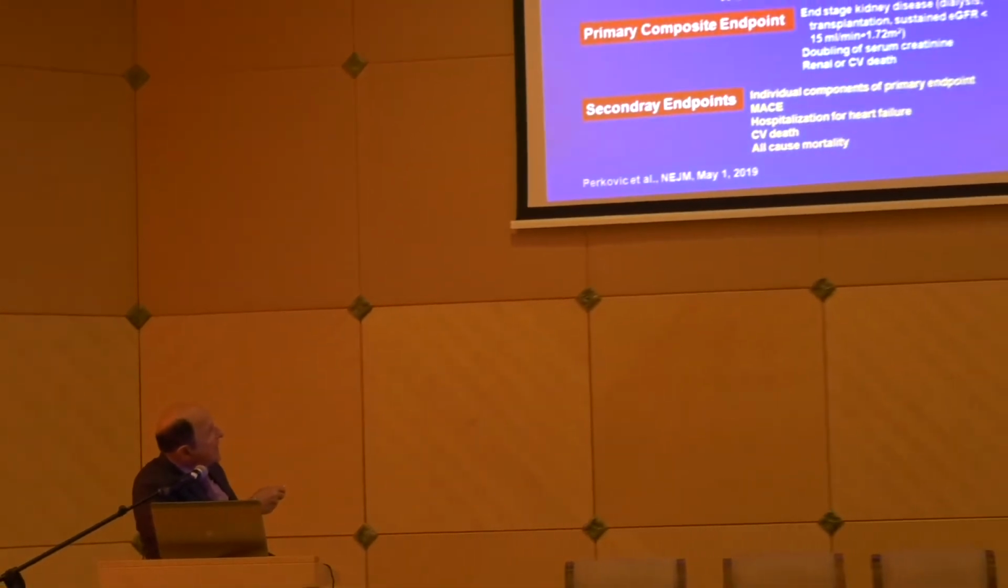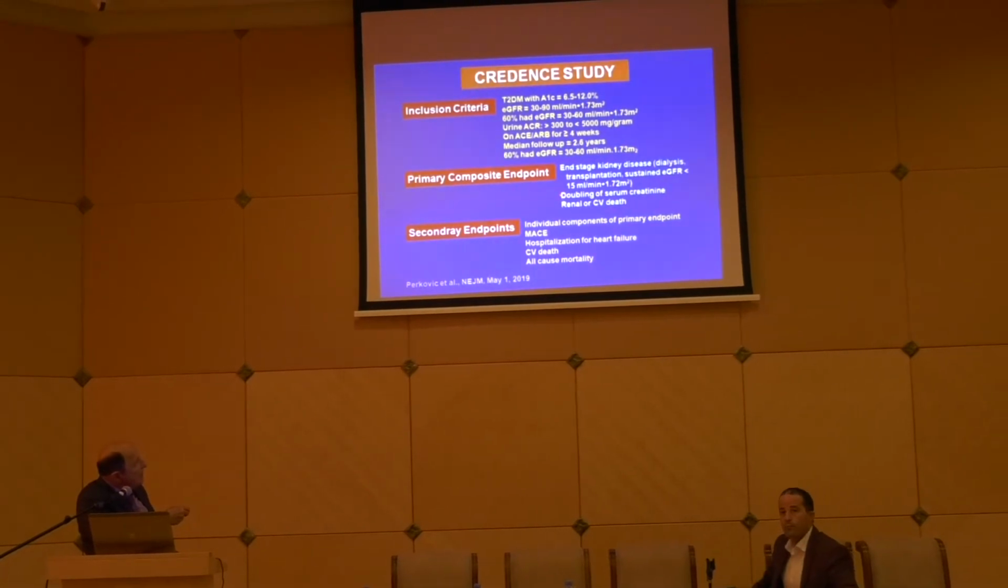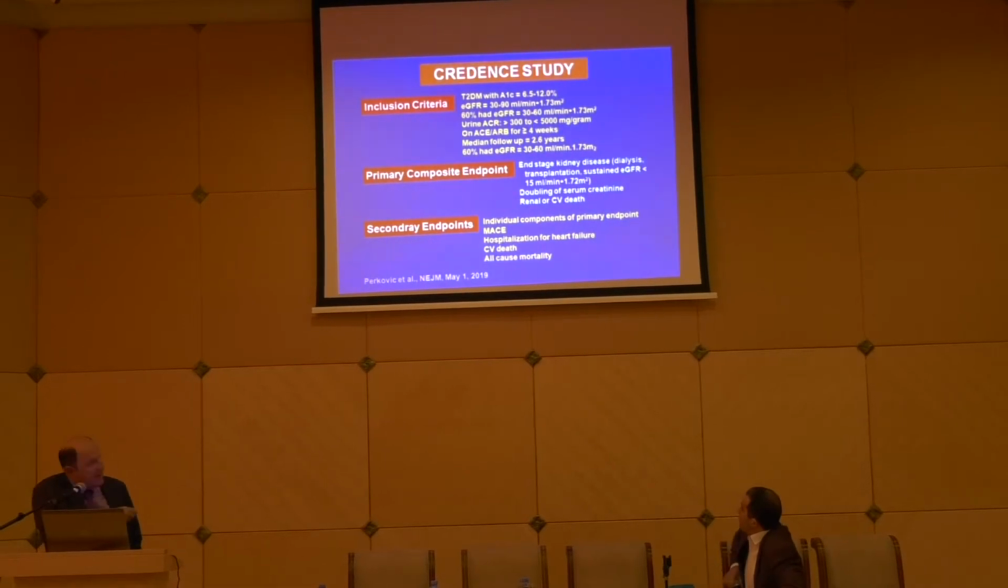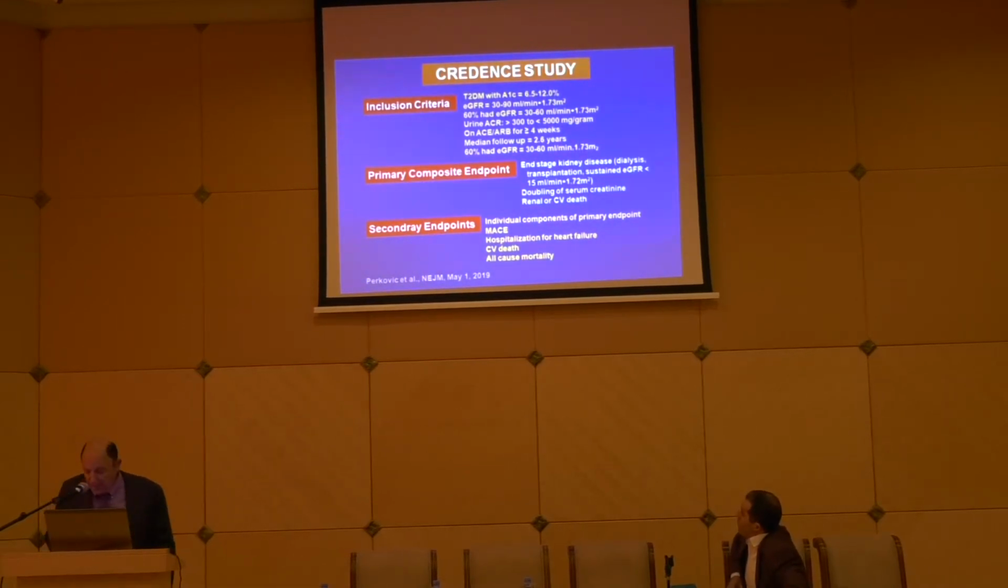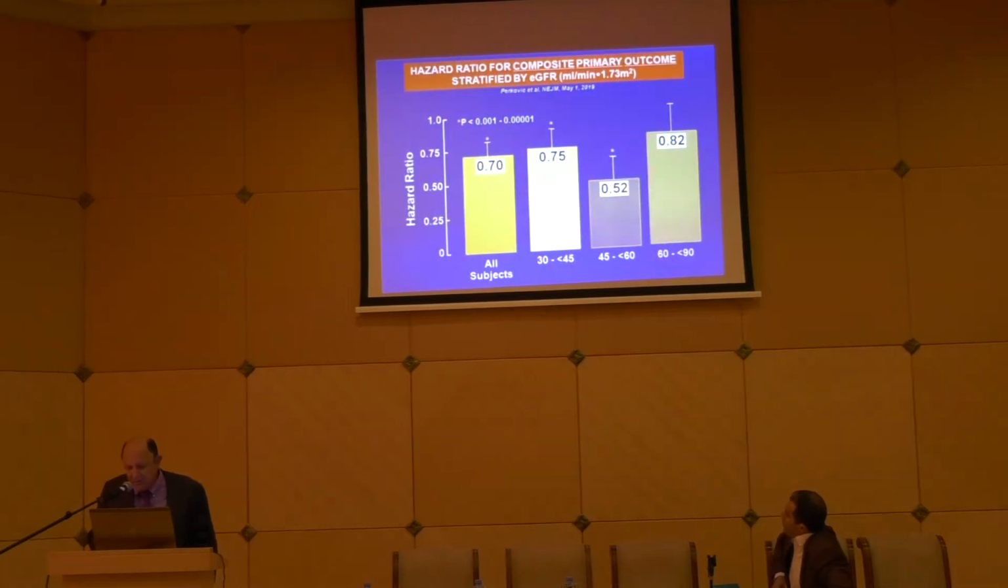So these people, of course, had to be poorly controlled. They had to have either a low GFR, or if they had a normal GFR, or near normal, they had to have macroproteinuria. And there were two endpoints, either renal or cardiovascular. And the renal endpoint was exactly what I showed you before. And this study was stopped early because the results were so impressive. And there was a 30% decrease, hazard ratio of 0.70, of the combined endpoint, which was cardiovascular and renal disease.